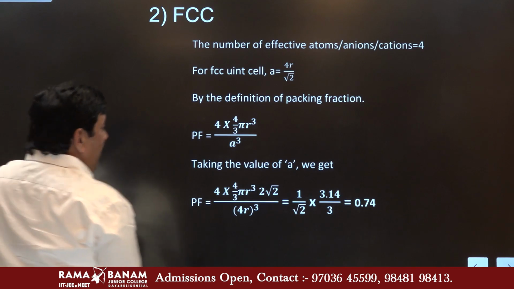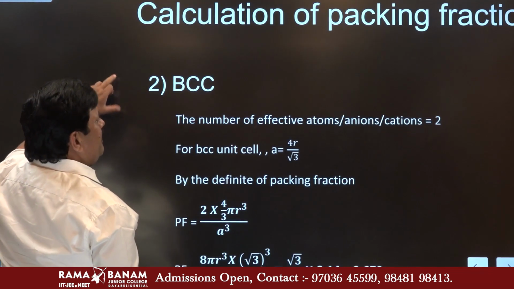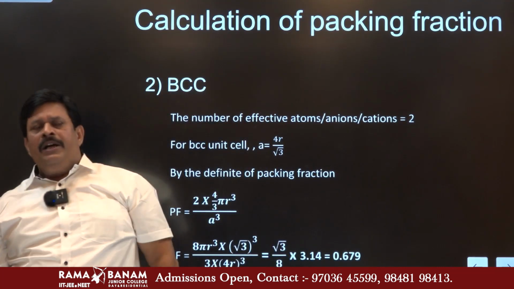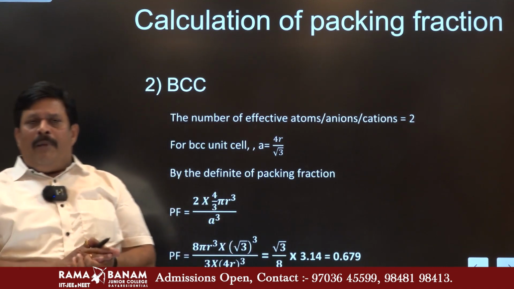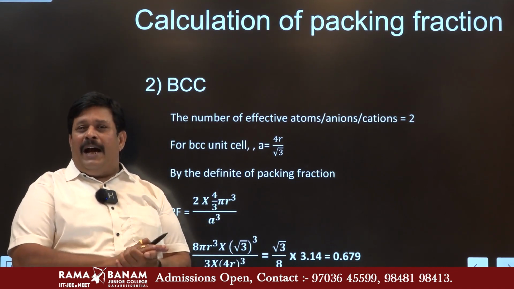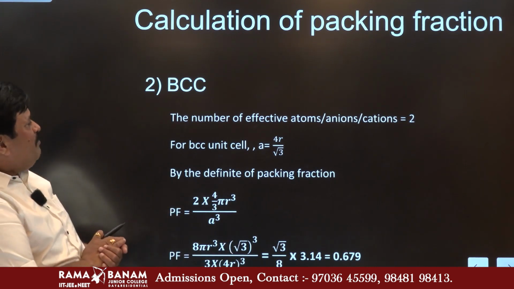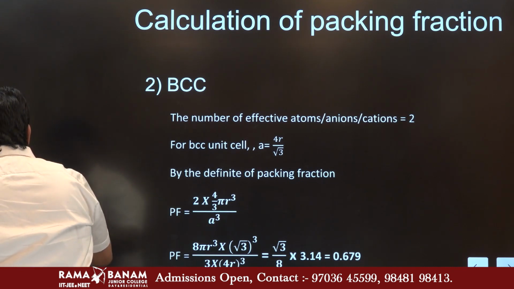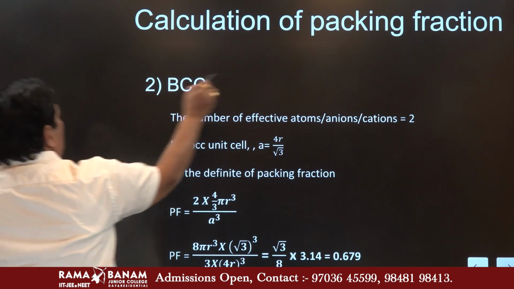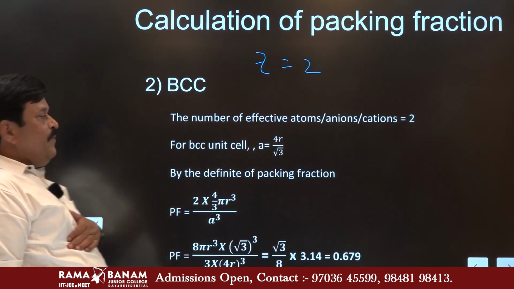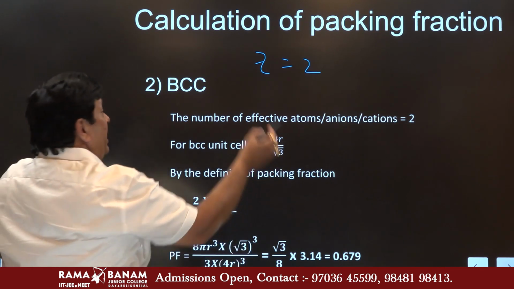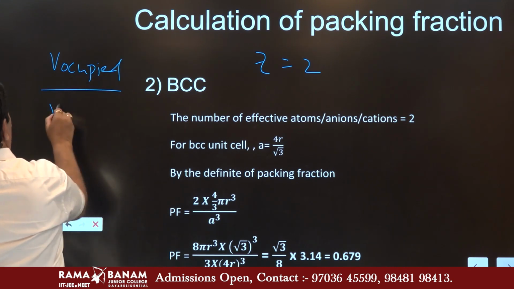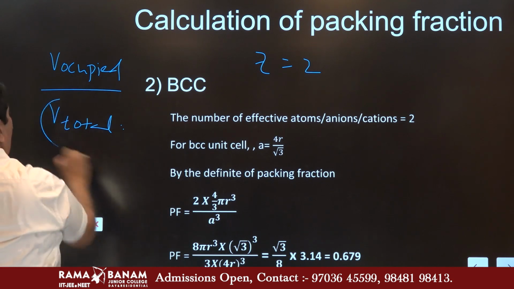Now coming to the packing fraction of BCC. It is the same here. If you can understand how to calculate the packing fraction for simple cube, it is similar in all the cases. No need to mug up the things. You first go through the concept, then you can do anything. Same, you should know what is the Z value for BCC. Z value for BCC is 2. What is packing fraction? V occupied by V total. And we all know V total is a cube.